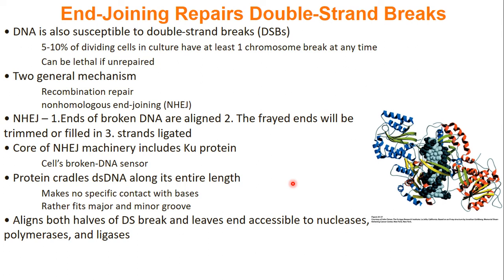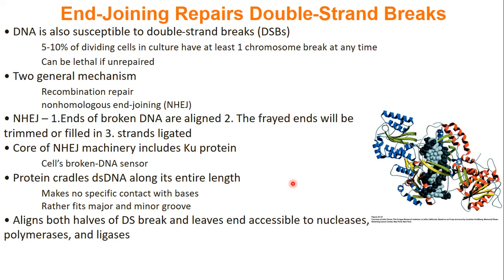Alright, so let's talk about a little more DNA damage now. So end joining, or how to fix double-stranded breaks. So a double-stranded break can be quite bad, but 5 to 10% of cells that are divided in a culture have at least one chromosome break at any given time. So it's not that rare, but it is cell death if it's not fixed.